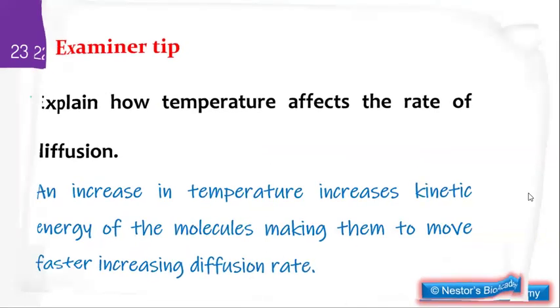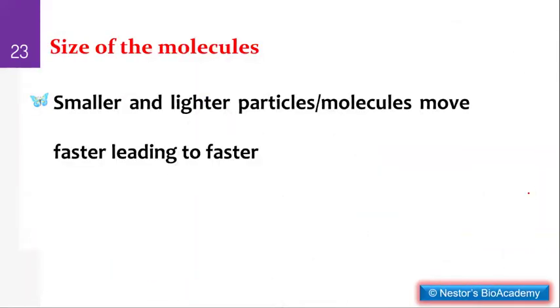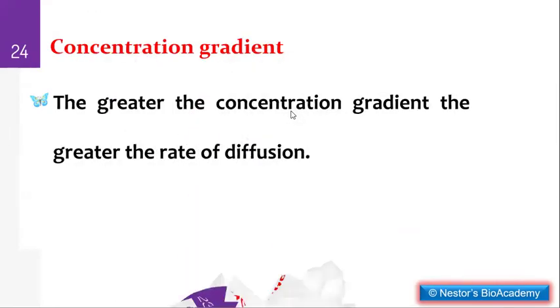The second factor that affects the rate of diffusion is the size of the molecules. We always expect the smaller and lighter particles to move faster, leading to a faster rate of diffusion. So again, that is crucial to understand. And the other factor we need to mention is the concentration gradient. The greater the concentration gradient, the greater the rate of diffusion.